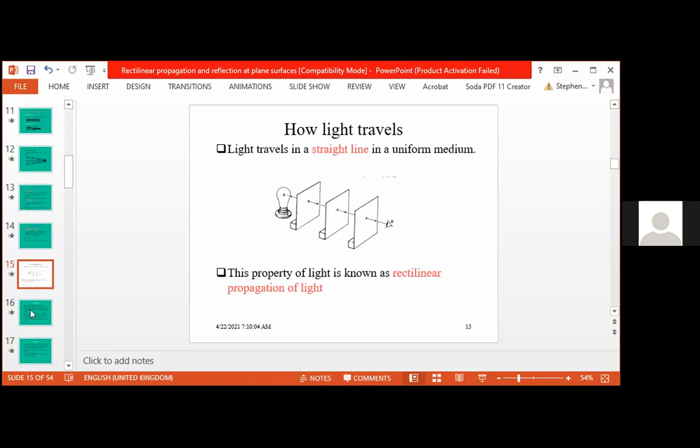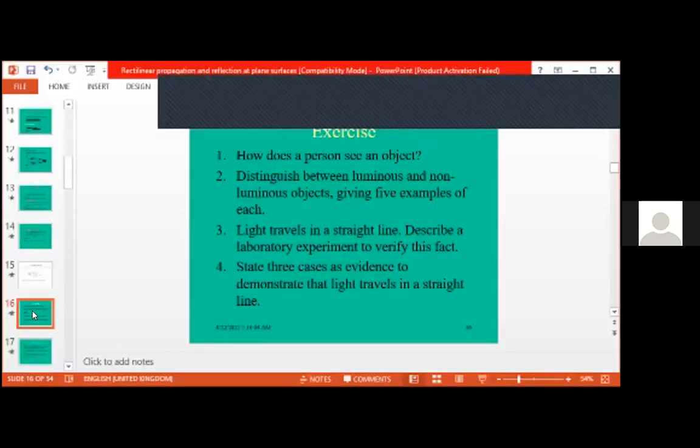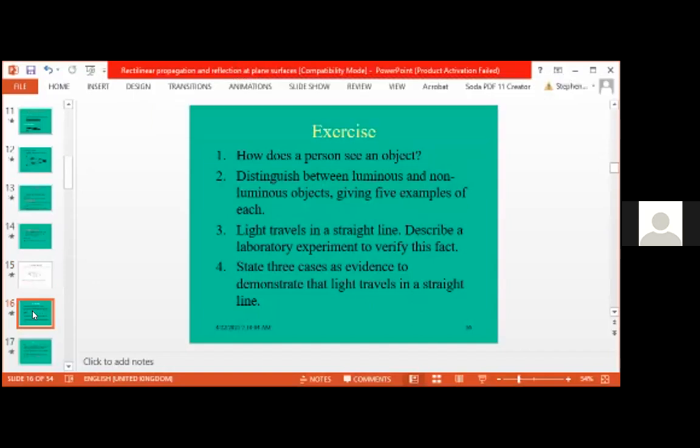I have some questions here. How does a person see an object? Yatani, are you there? Yes. So how does a person see an object?